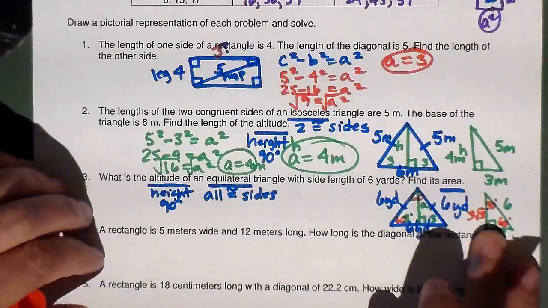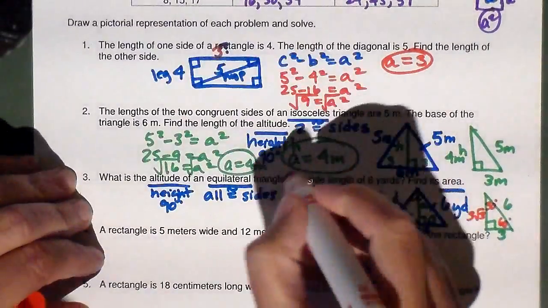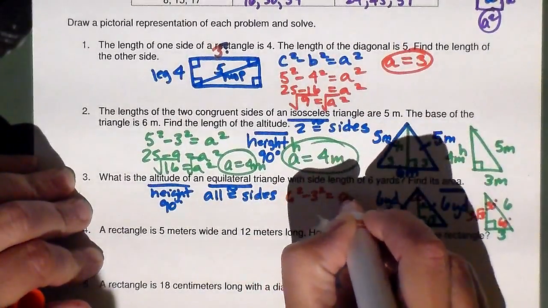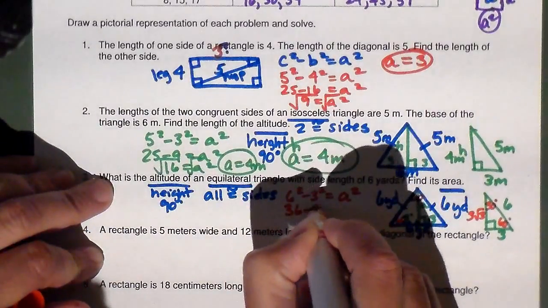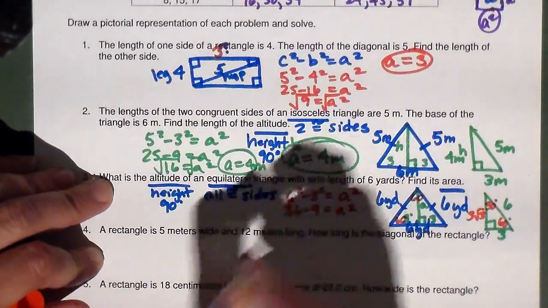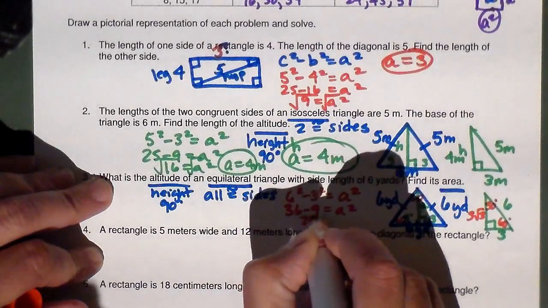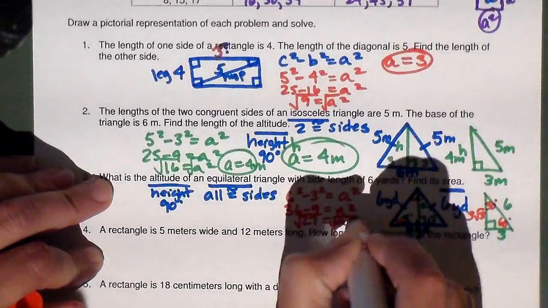But if you don't remember that, you can do the Pythagorean theorem. So I've got the hypotenuse again and one of the legs, so I'm going to subtract. So 6 squared minus 3 squared equals my altitude squared, or h, whichever one you want to use. 36 minus 9 equals a squared. Okay. So I've got 27 equals a squared, and I want to square root both sides.